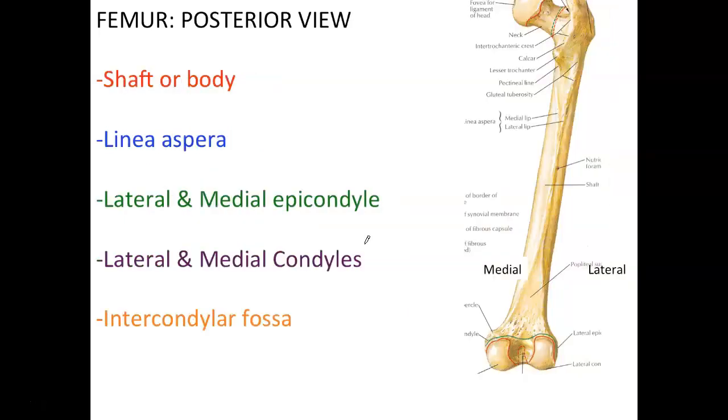Looking at the rest of the femur here, we're going to have the shaft or the body, easy enough. This is also known as the diaphysis, which we'll discuss in chapter 6. And on the posterior view here, we're going to see this really thick, rough line called the linea aspera. And that's in fact what it means. Linea means line, aspera means rough. So it's a rough, thick line.